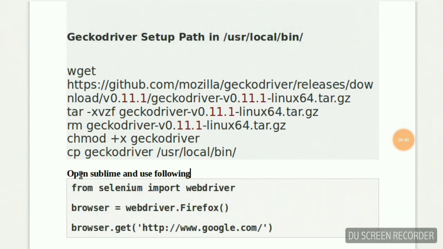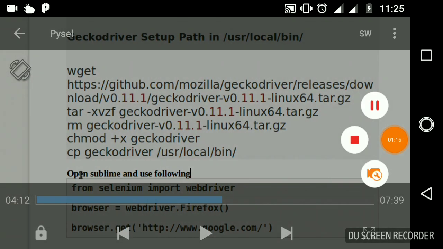So: from selenium import webdriver, then browser equals webdriver.Firefox(), then browser.get in brackets, single quoted, where you use the URL. It will go to the google.com page, otherwise it will go to ubuntu.com if you give www.ubuntu.com. So we will just open Sublime and use the following. Okay, so we will start.